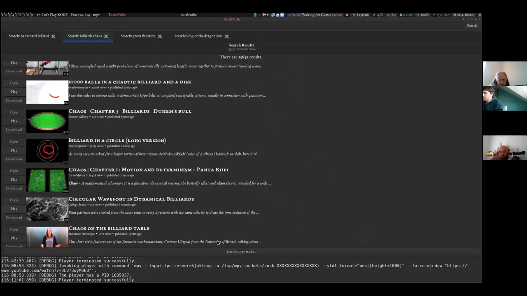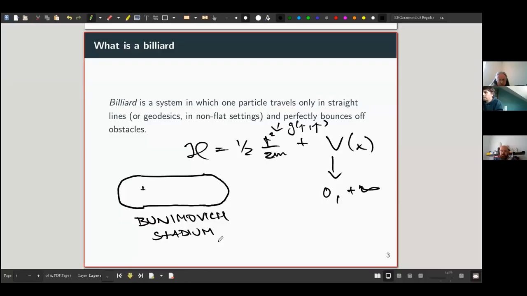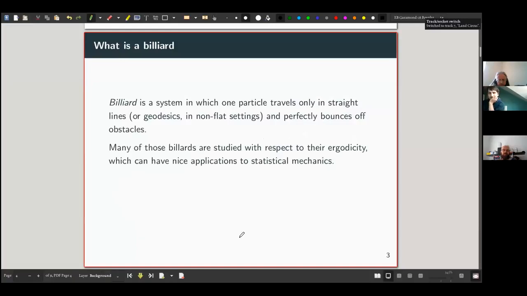So there is nothing really nice here. As you have seen, this kind of system can be actually quite complicated, and ergodicity is a thing that is quite often studied in those billiards because it has some nice applications, especially to statistical mechanics, because in statistical mechanics, we just sort of assume that all the systems are ergodic and we just don't care about the rest or some technical proofs.